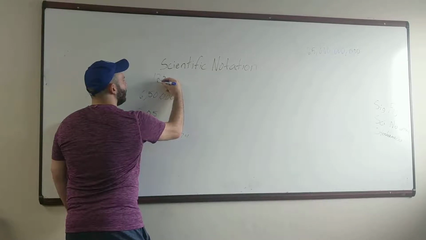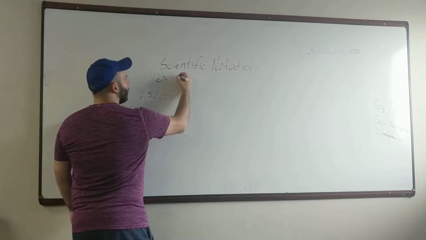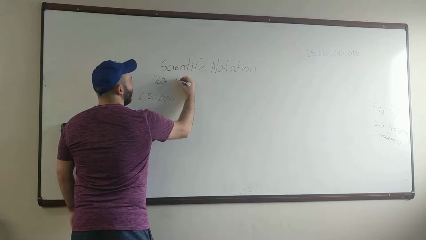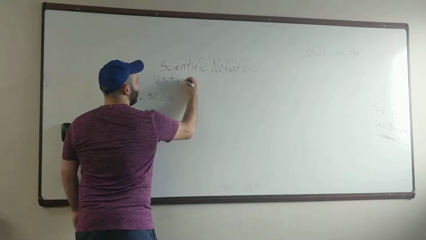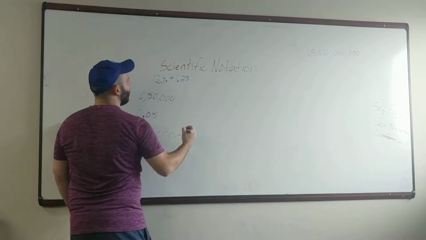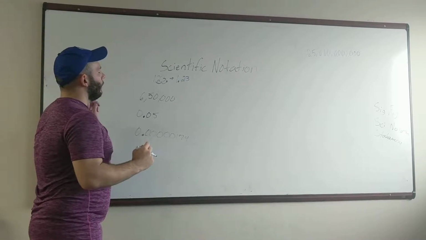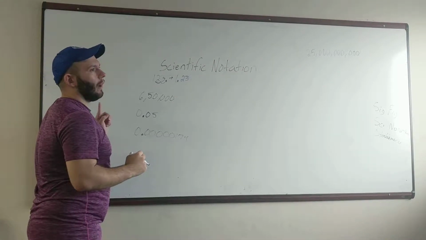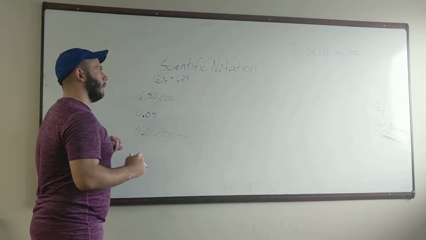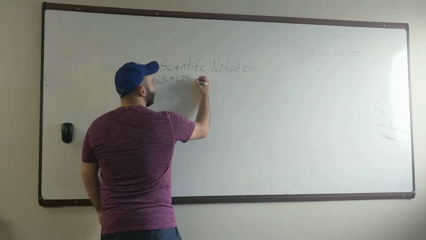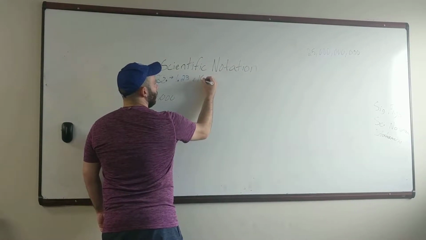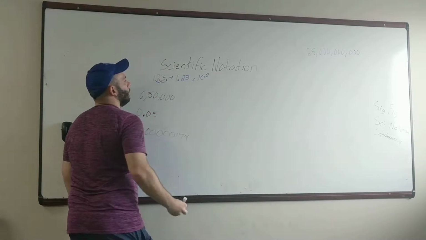So 1 jump, 2 jump. So we have 1.23. The number of jumps here is what your exponent on the 10 is going to be. So this would be times 10 to the second power.